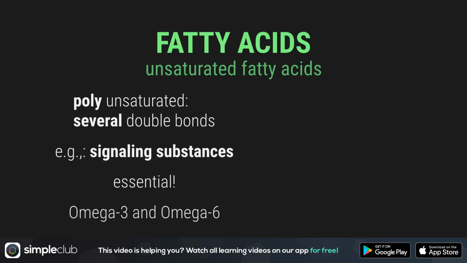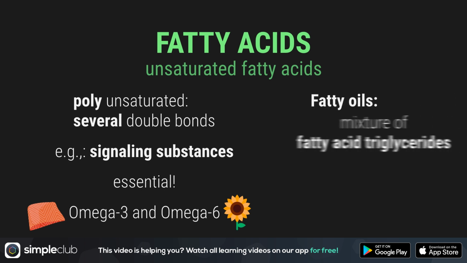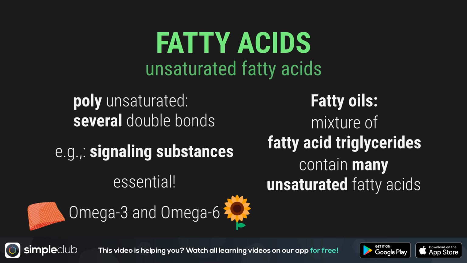Surely you've already heard of omega-3 and omega-6 fatty acids. These are exactly this type of polyunsaturated fatty acid. Omega-3 is found, for example, in certain fish, such as mackerel or salmon, and is anti-inflammatory. Most people don't get enough of it. Omega-6 fatty acids are found in sunflower seeds, for example, and most people get enough of them from food. By the way, fatty oils are mixtures of various so-called fatty acid triglycerides, which contain many unsaturated fatty acids. That's why they tend to be fluid.